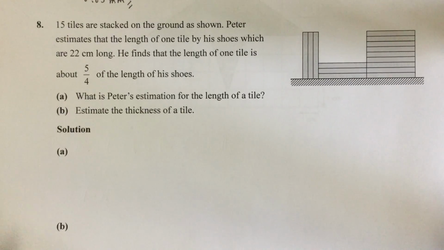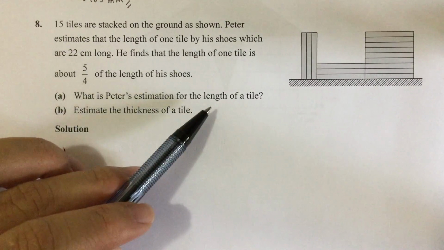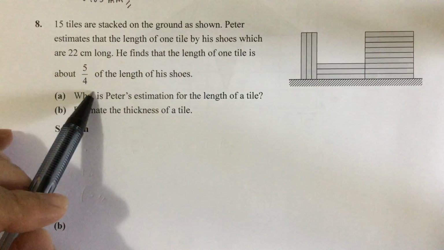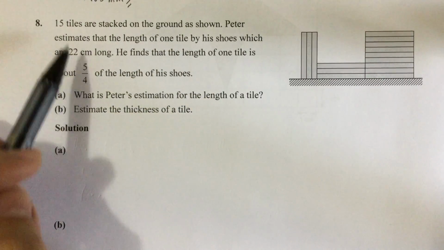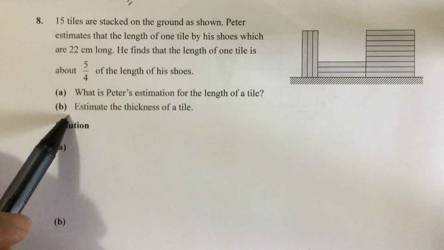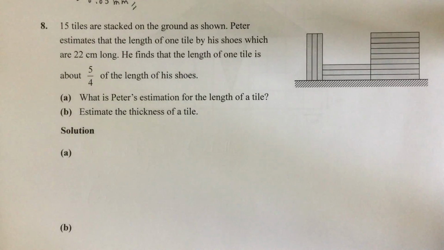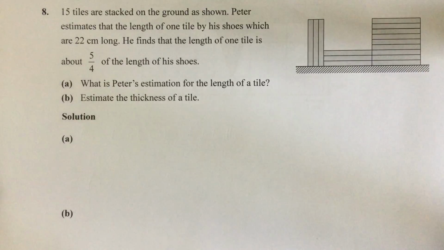A is, what is the length of the towel? The shoe is 22 and the towel is 5/4. Can you tell me the length of the towel with these two numbers? And finally, B, can you find the thickness of it? So I give you 30 seconds to do these questions.